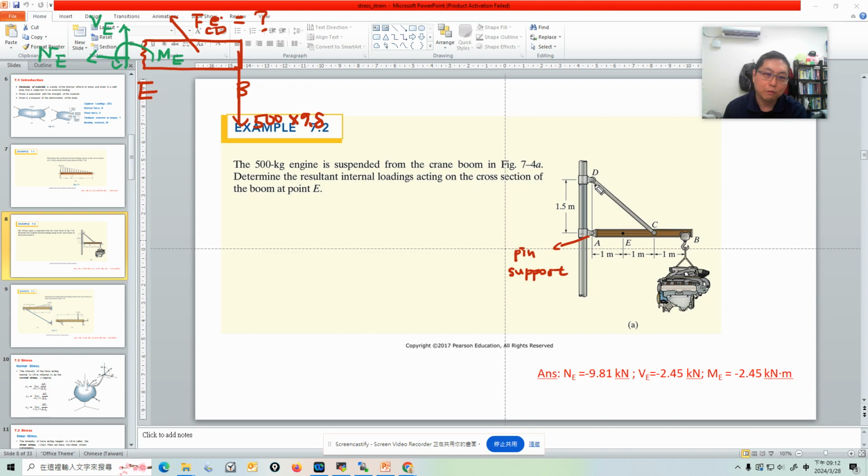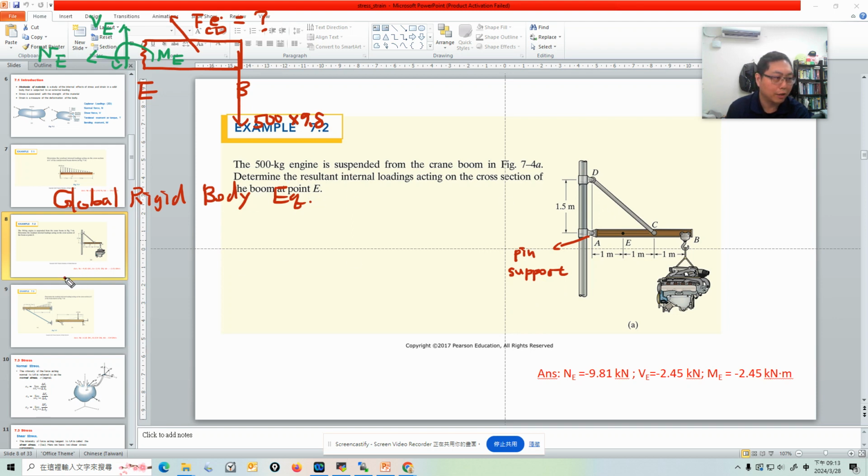And how to calculate the force CD? You have to do the global rigid body equilibrium. And if you do the global rigid body equilibrium, it's very sad, you still have to consider the support reaction.